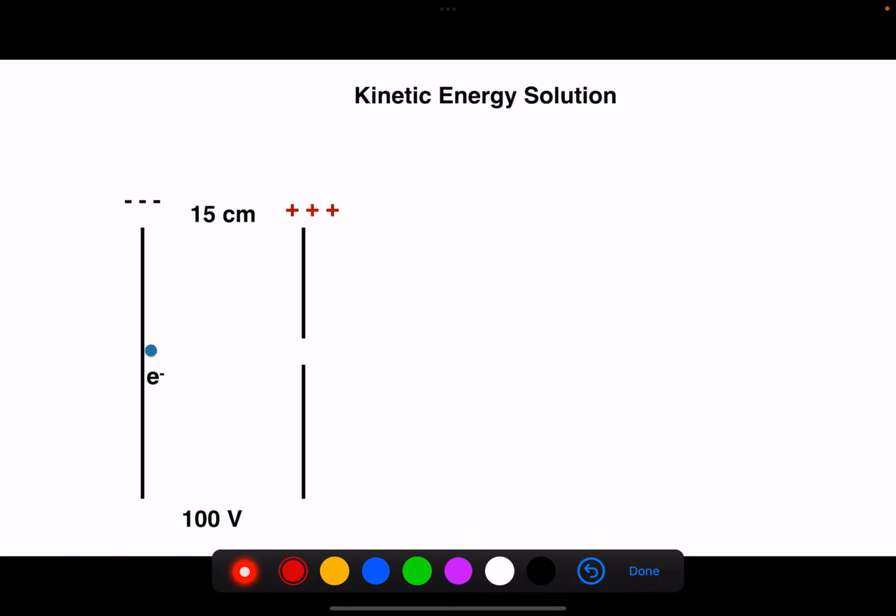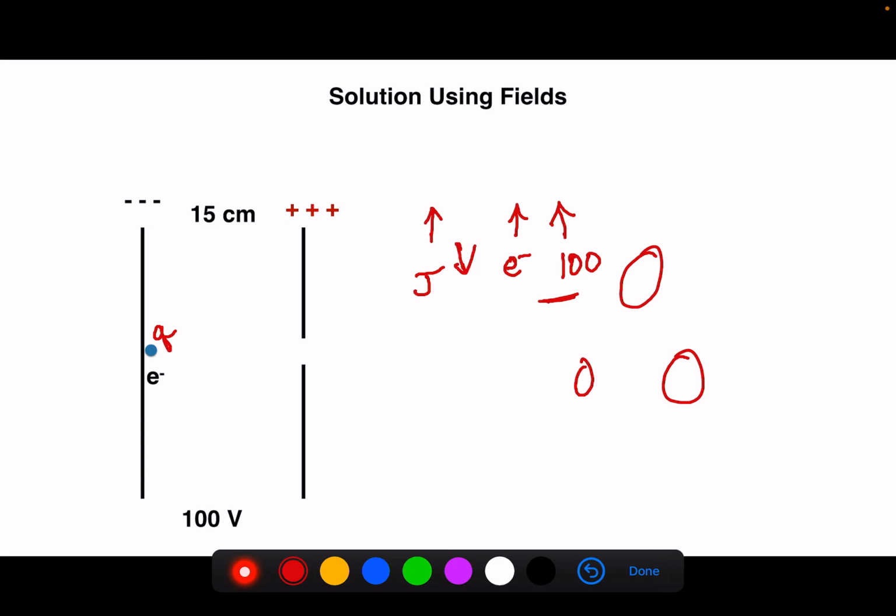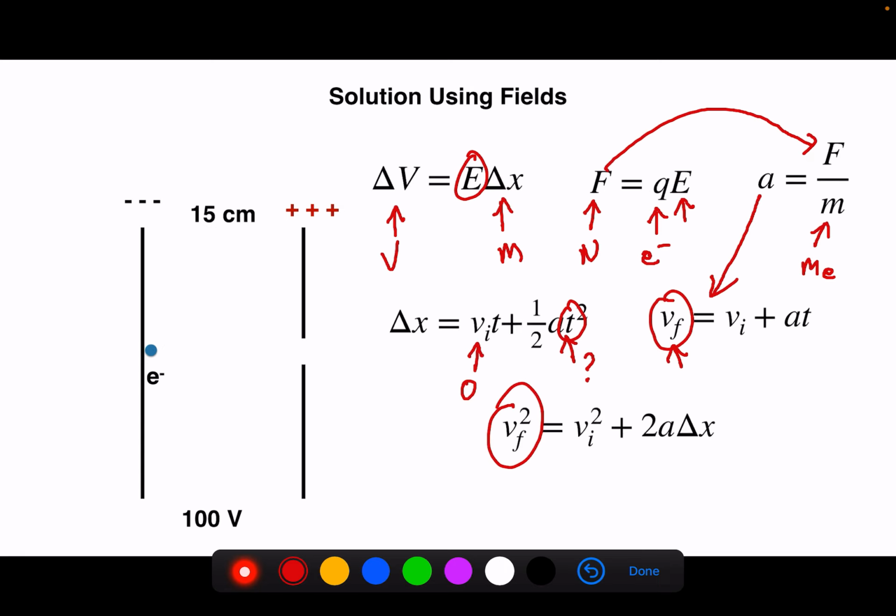Finally, the easiest is the kinetic energy solution. With that one, you're going to start with the same formula we did last time, but you're then just going to take that change in potential energy, plug it into the kinetic, and find the final velocity of your charge. The disadvantage to this method is you cannot find the time it took the electron to get from one plate to the other. There are many times where that is not important, and this method is best. If you do need to find the time, use one of the other two methods that we just looked at.